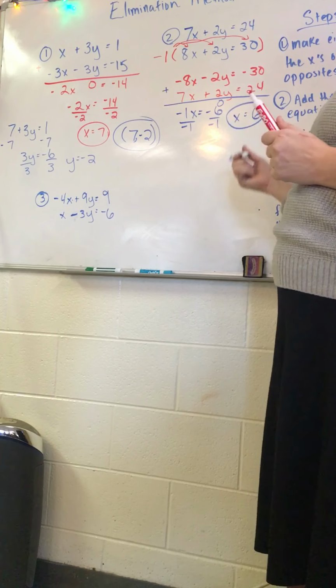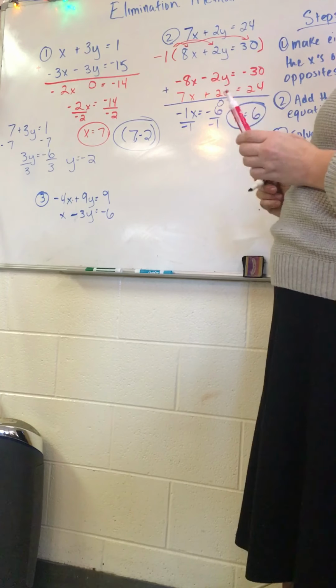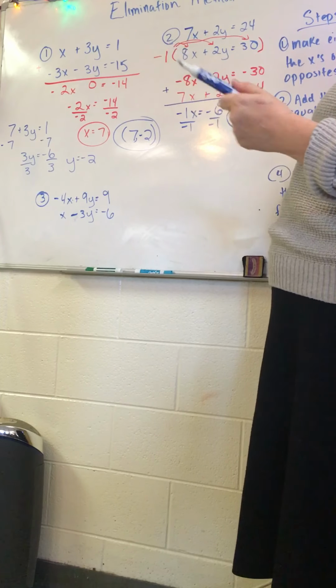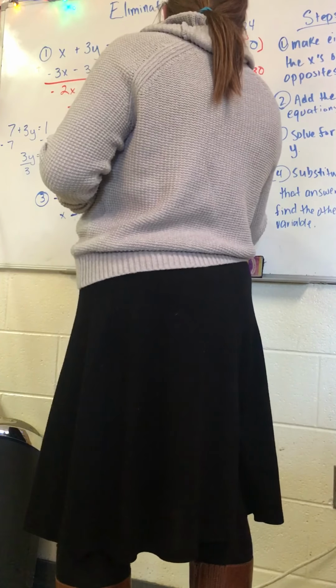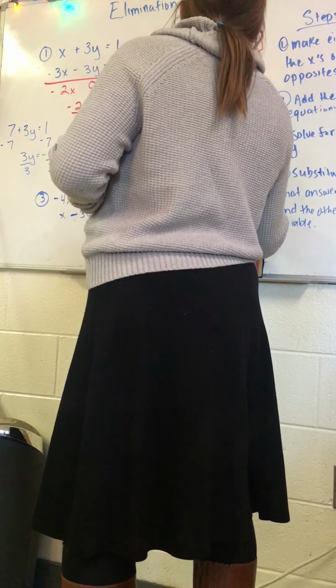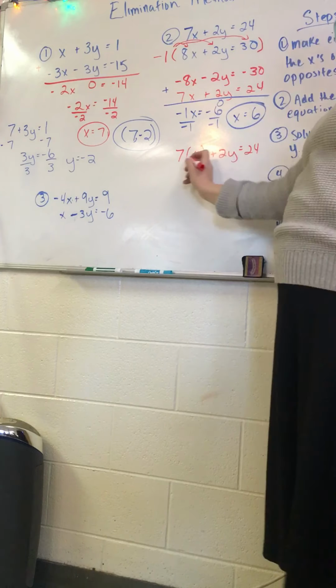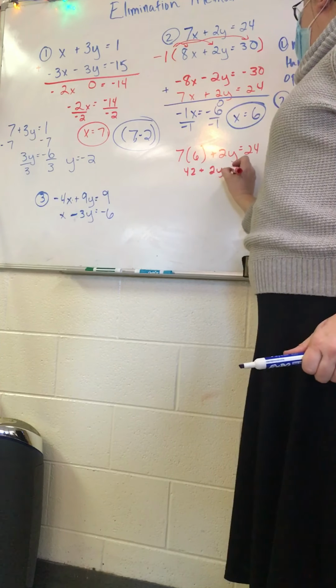Now, here comes the substitution. I need to substitute this 6 back into one of my equations and solve. Okay? I'll just put it in the top one. So then I have 7 times 6 plus 2y equals 24. Okay? 7 times 6 is 42, plus 2y equals 24.